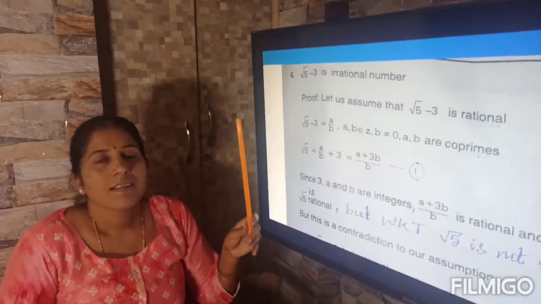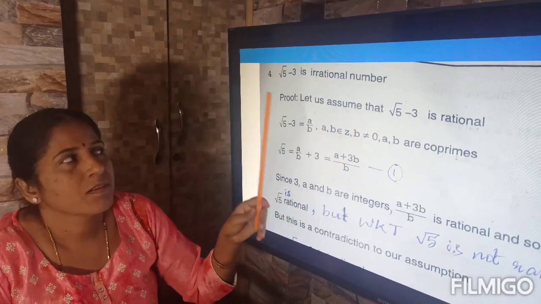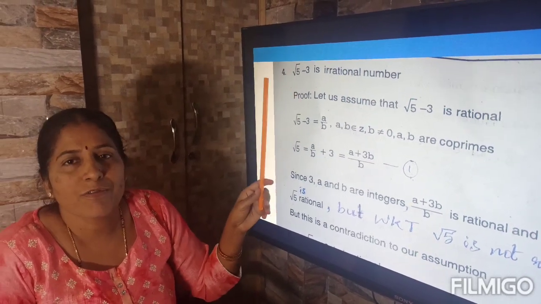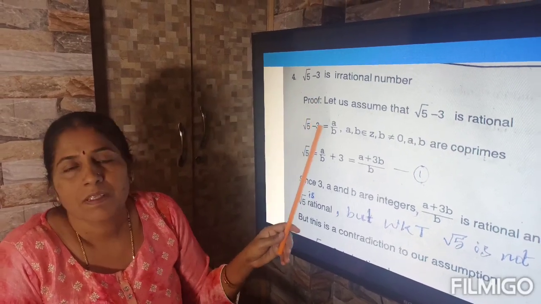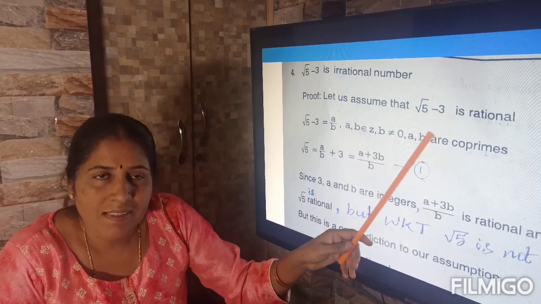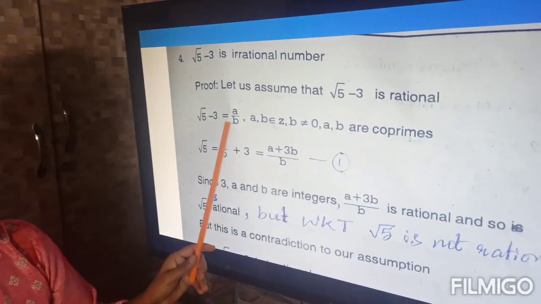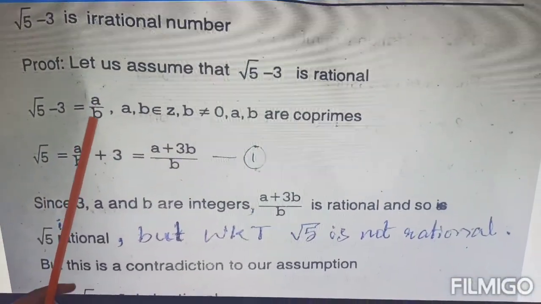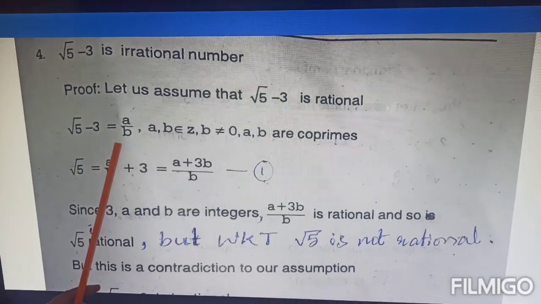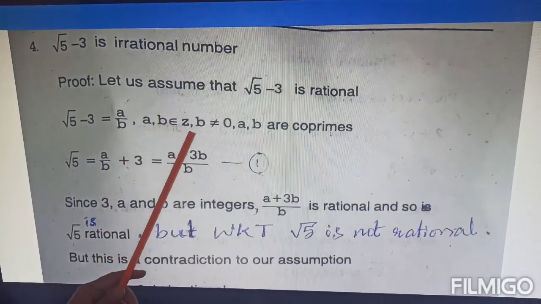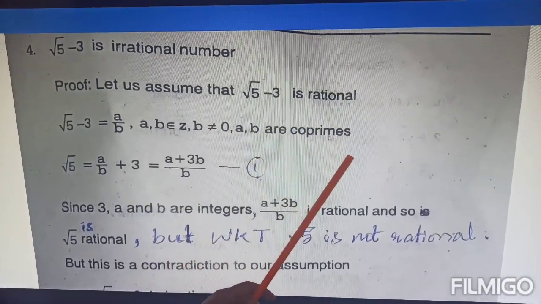Okay. Next sum: root 5 minus 3 is an irrational number. We have to prove that the given number, root 5 minus 3, is irrational. Proof: let us assume that root 5 minus 3 is rational. If we assume it as rational, it is equal to a by b, because it is in the form of a rational number, where a and b are integers, b is not equal to 0, and a and b are co-primes.